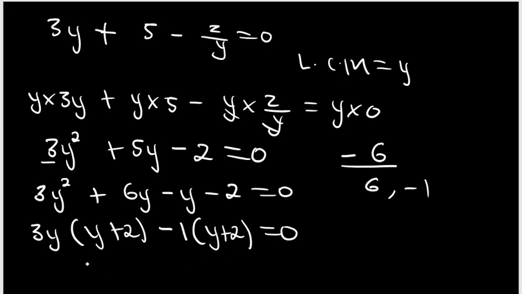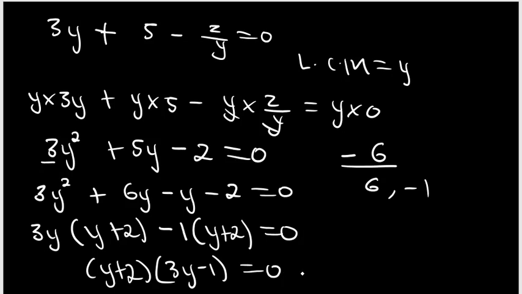So in this case, we have (y + 2)(3y - 1) = 0. These are the linear factors for this quadratic expression, but it's an equation. So we take each linear factor and equate it to 0.